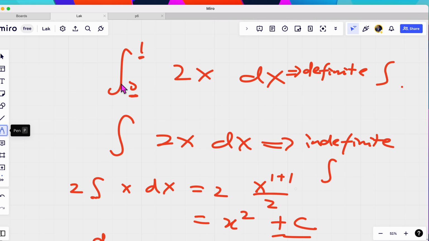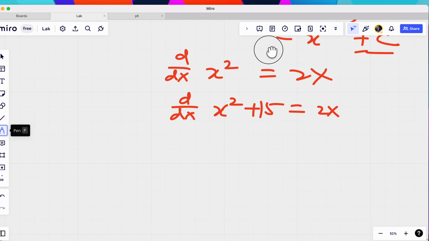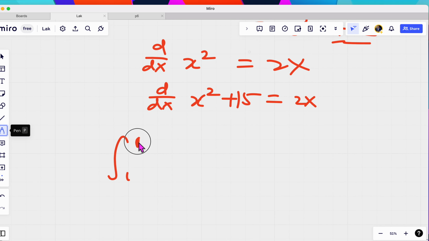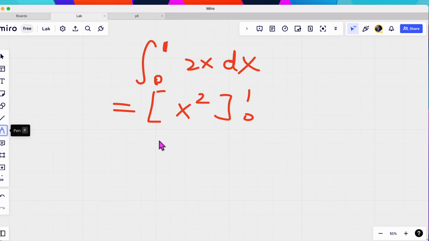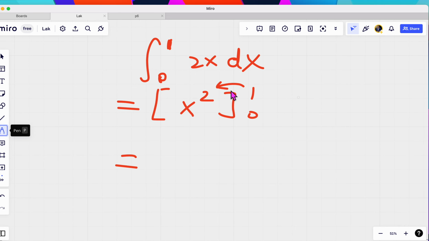Okay, so for this one, the approach is the same, but the slight difference is, you integrate, you get x to the power 2, right? Now it's not plus c, now you put it in. So you put in the 1, you get 1 squared, right? Yeah. You put in the 0, but before you put in the 0 there is a minus, so the answer is 1.